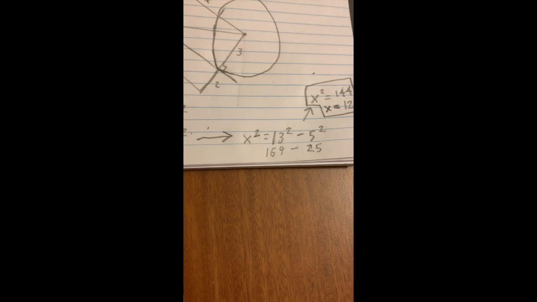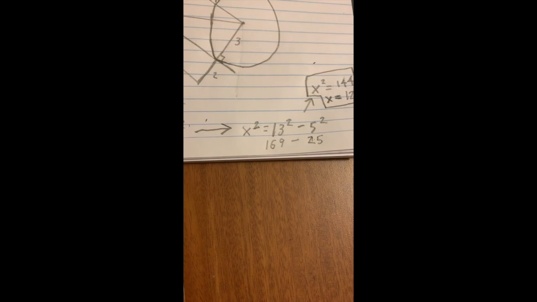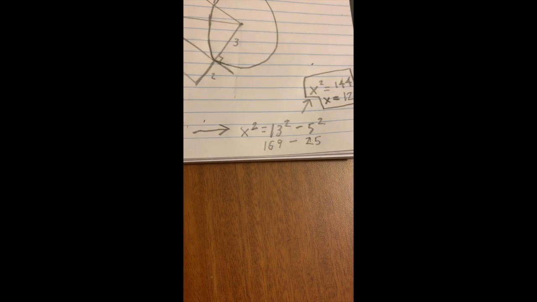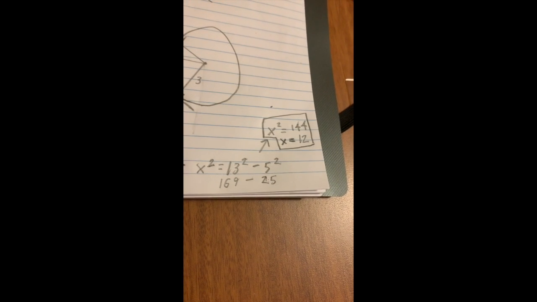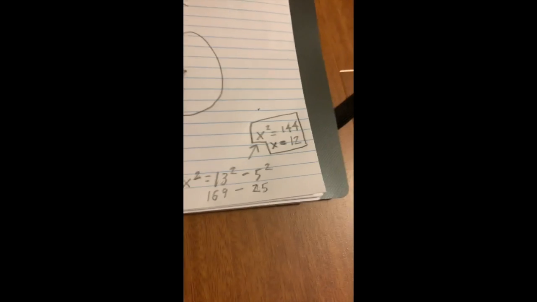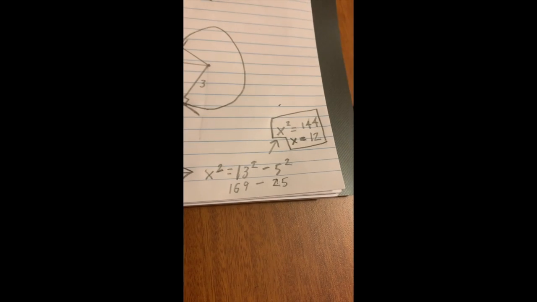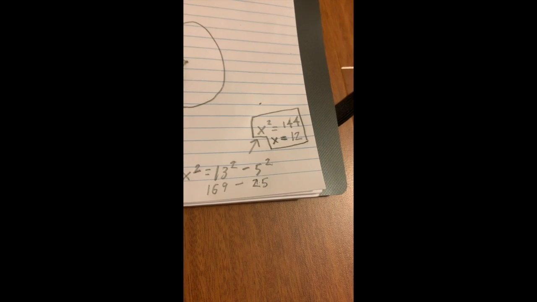If you do 169 minus 25, you'll get x squared equals 144. Since we want just x, not x squared, we find the square root of 144, which is 12, and that is your answer.